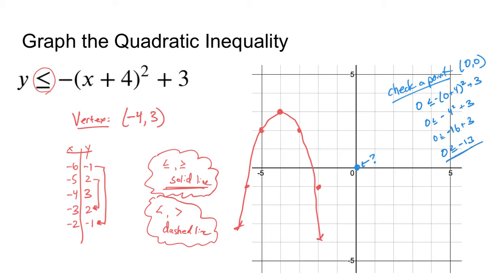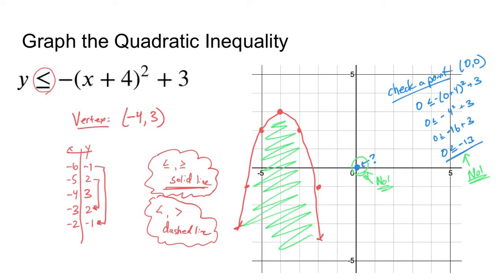So I'm down here to my final statement. 0 less than or equal to negative 13. So is that inequality true? And of course, no, it is not true. It is not true, therefore, this point does not work. This is a no. It doesn't work, which means none of my shading can occur on the side of the curve that has the coordinate pair 0, 0 on it. So that means I'm shading inside of this quadratic equation or inside the parabola. So we're going to shade inside the parabola.